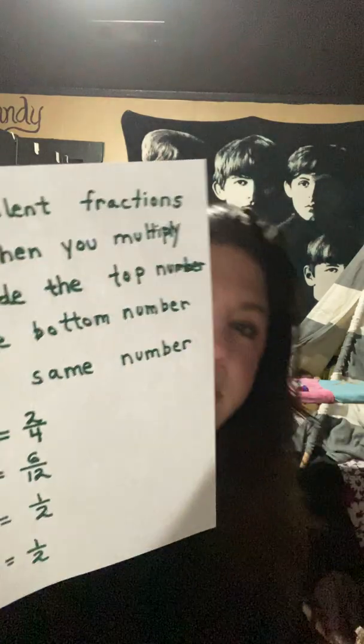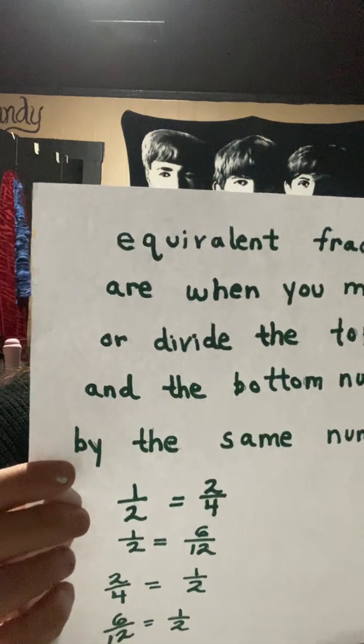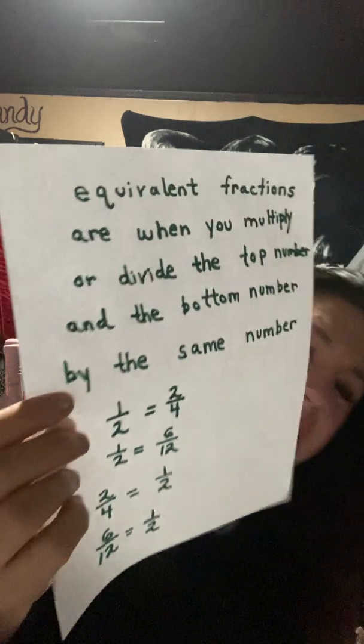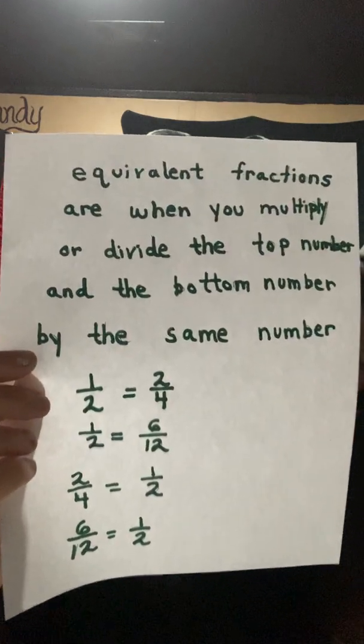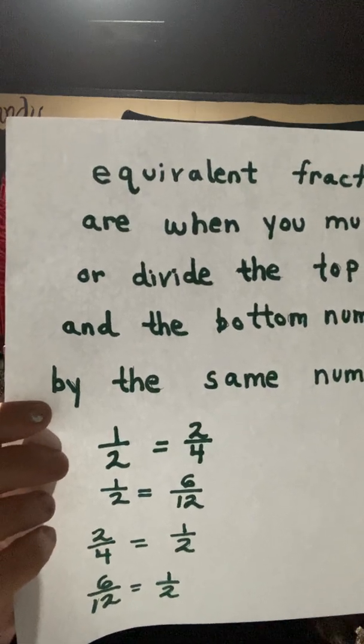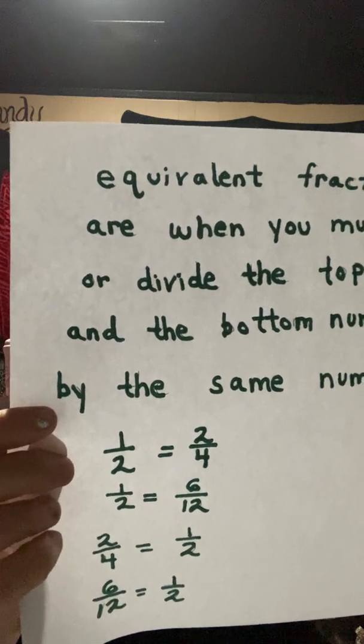Equivalent fractions are when you multiply or divide the top number and the bottom number by the same number. That's an equivalent fraction. Equivalent fractions are when you multiply or divide the top number in a fraction by the same number and the bottom number by the same number.